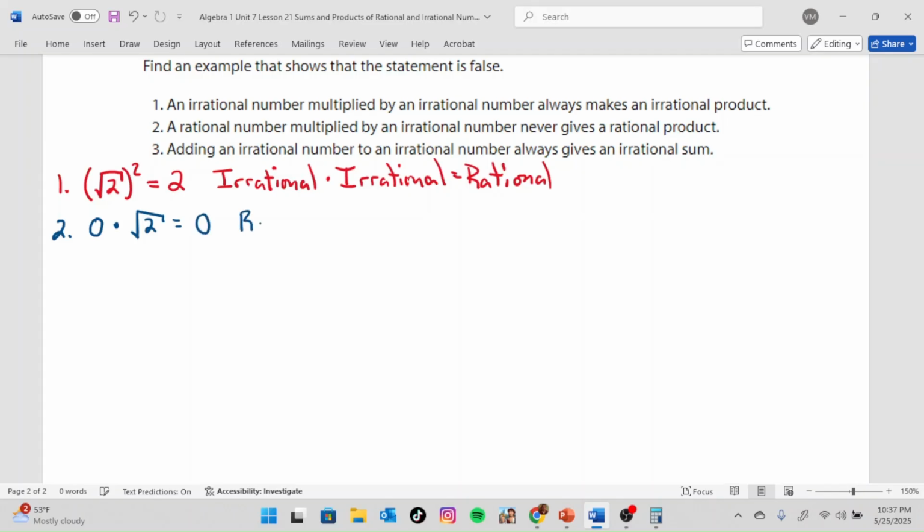So this is a rational number multiplied by an irrational number, and my answer is going to be a rational product.